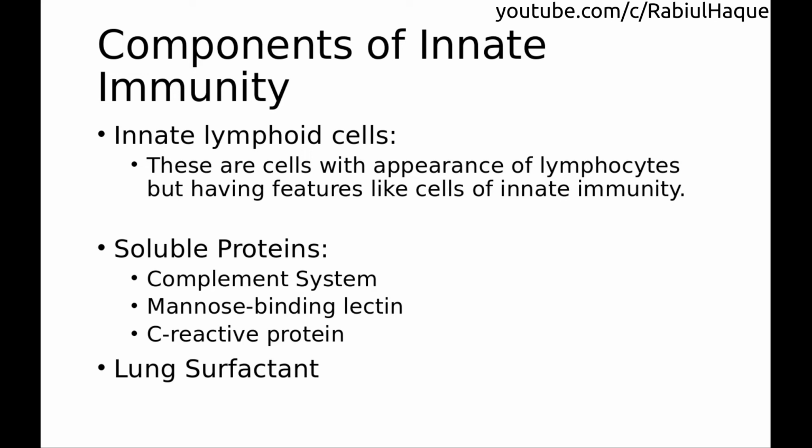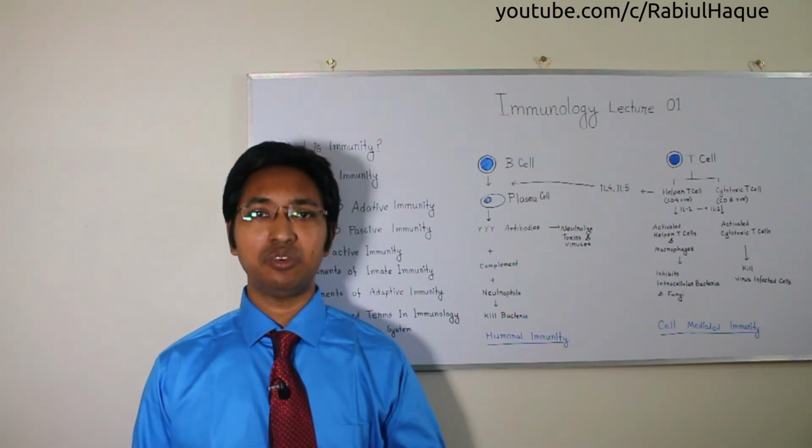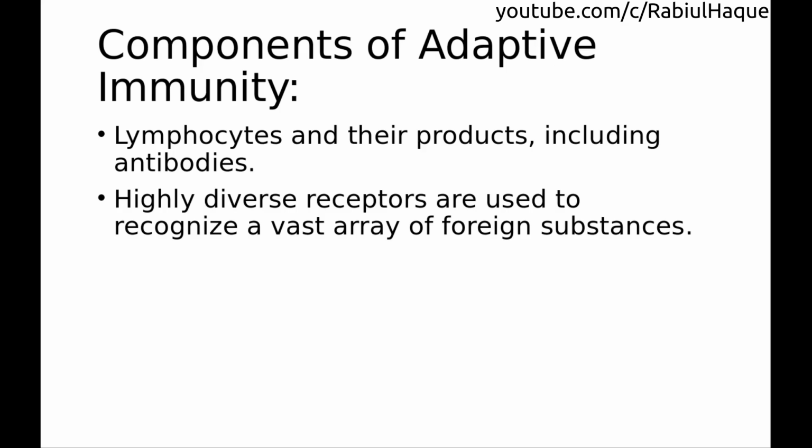Other components of innate immunity will include soluble proteins like the complement system, mannose binding lectin, C-reactive protein, etc. And always remember, lung surfactant is also a component of innate immunity. So now that we have talked about the components of innate immunity, let's move on and talk about the components of adaptive immunity. Lymphocytes and their products, including antibodies, are the components of adaptive immunity. And here, highly diverse receptors are used to recognize a vast array of foreign substances.